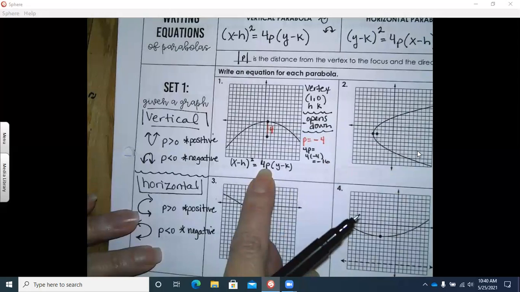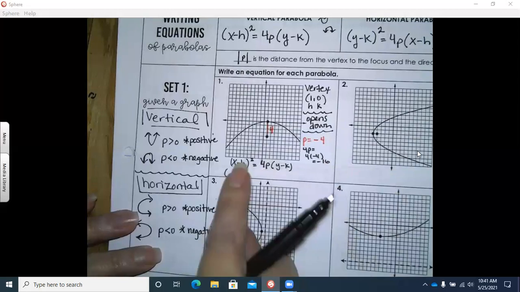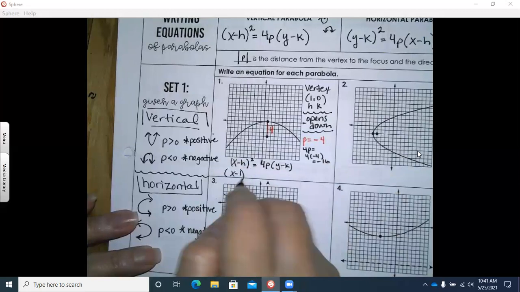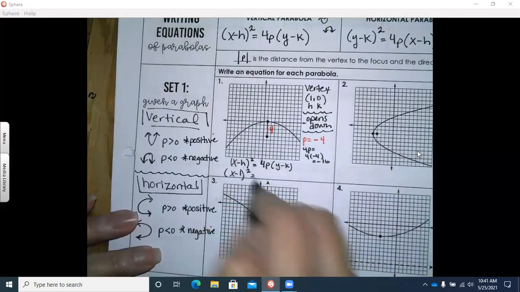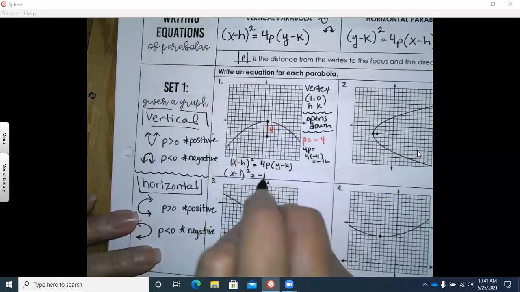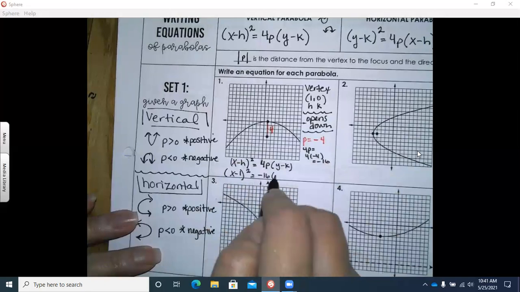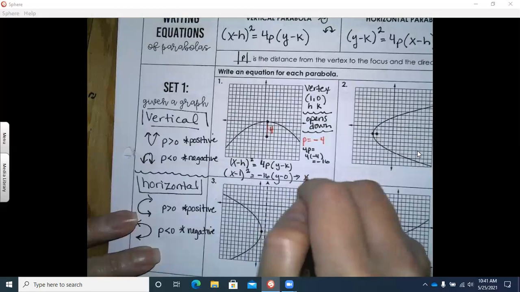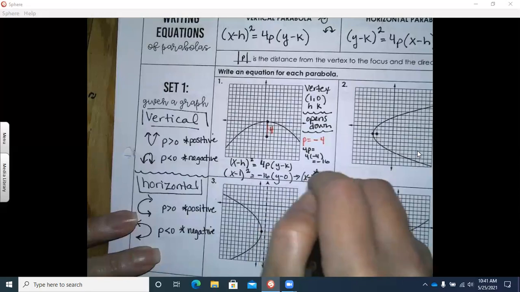All right. So first set of parentheses, x minus 1 quantity squared equals, we already found that 4p is -16 times y minus 0. Okay, now real quick, are we going to want to put y minus 0? No, y minus 0 is just y, correct? So don't leave it like that. You want to leave it like x minus 1 quantity squared equals -16y.